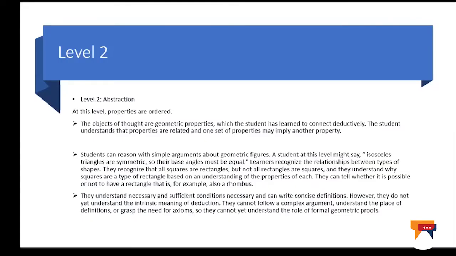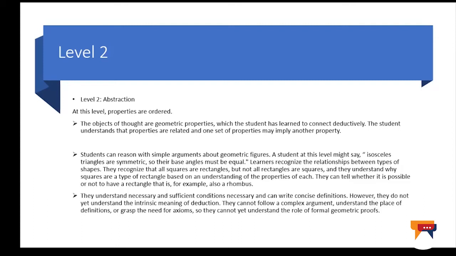And then the next level is level 2, which is also known as the abstraction level. In this level, the properties of shapes of 2 dimensions or 3 dimensions are ordered. The objects of thought are geometric properties, which the student has learned to connect deductively. Learners understand that properties are related and one set of properties may imply another property.